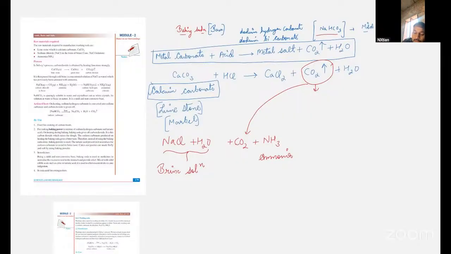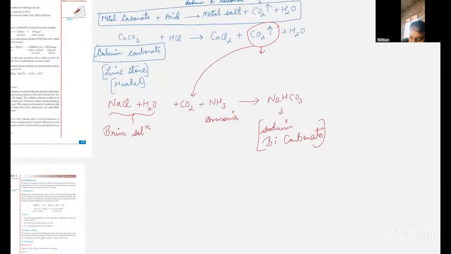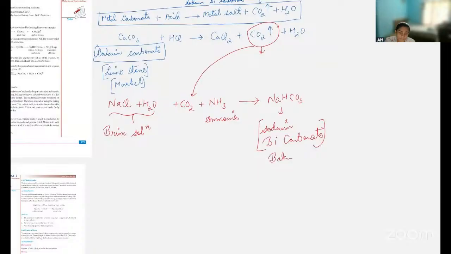Then you know what it will form? It will form NaHCO3, which is also called sodium bicarbonate. Repeat after me, sodium bicarbonate, or it is also called baking soda. Am I wrong? Yes, I am wrong. Who is saying wrong? David. Sir, yes. How is it bicarbonate when there's CO3, right?